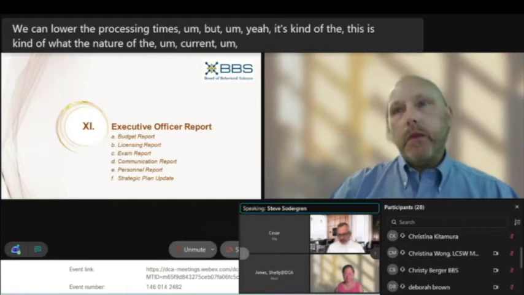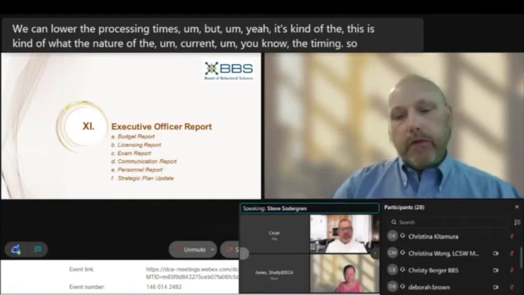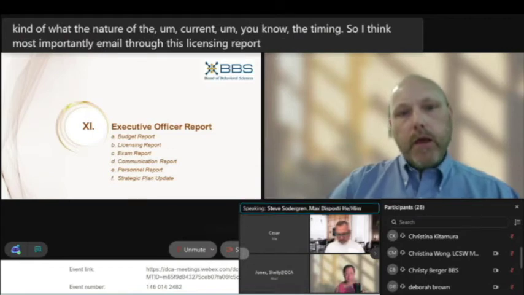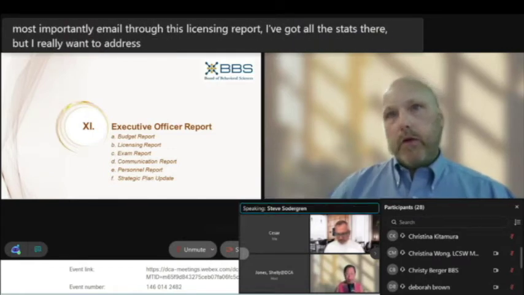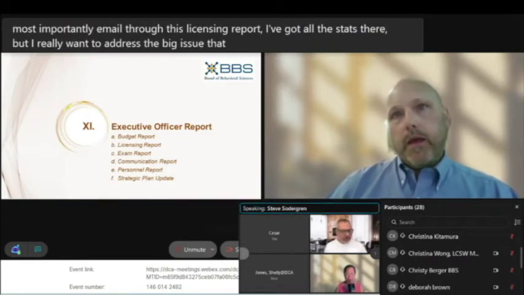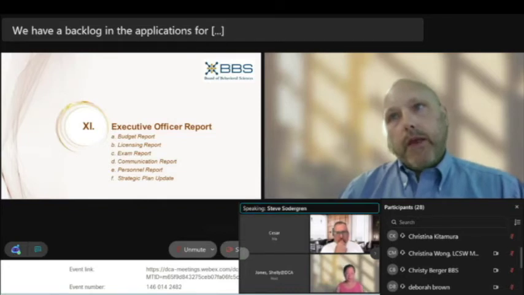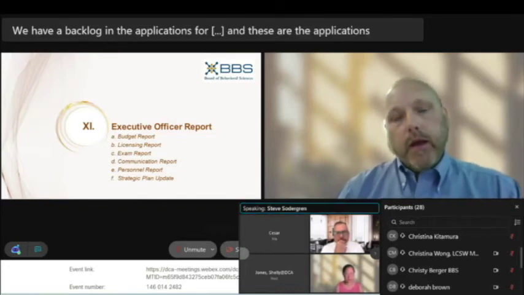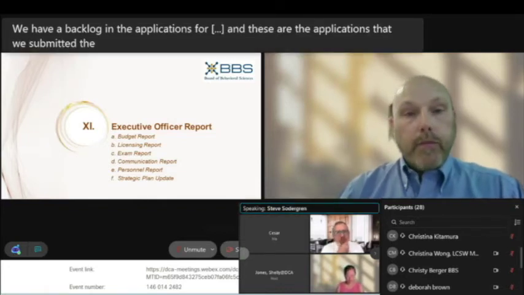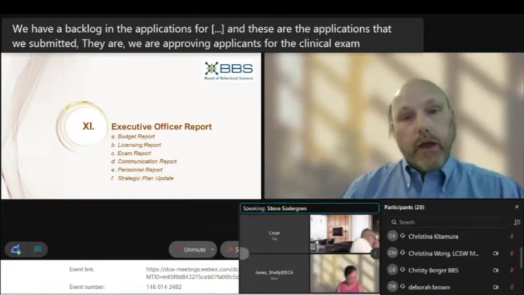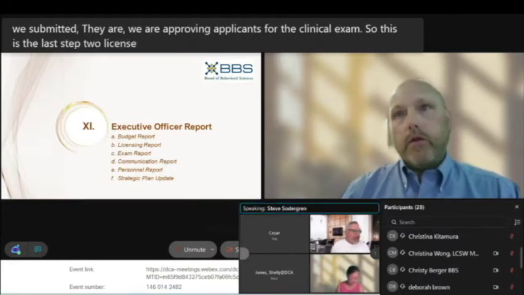So I think most importantly, through this licensing report, I've got all the stats there, but I really want to address the big issue that's out there. We currently have a backlog in the applications for LMFT, and these are the applications that, when submitted, we are approving applicants for the clinical exam. So this is the last step to licensure, getting people into the clinical exam.